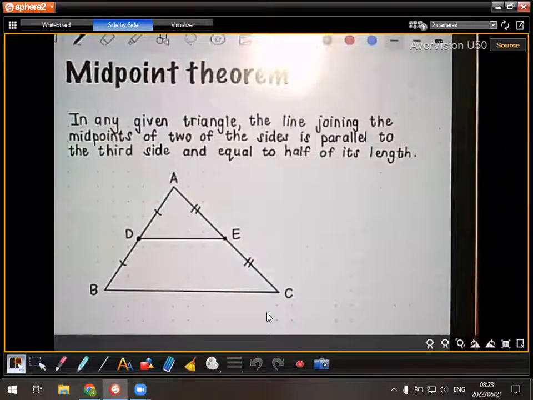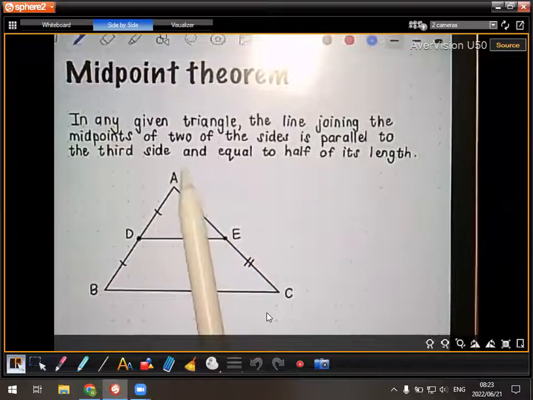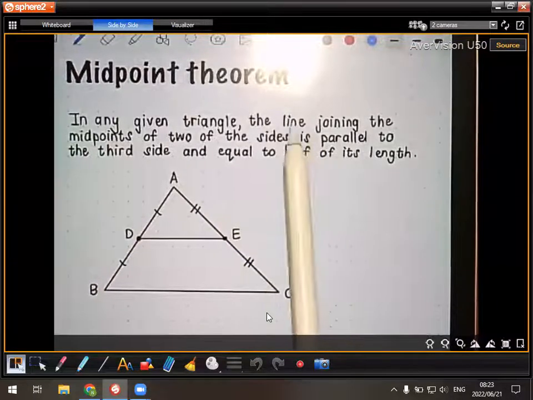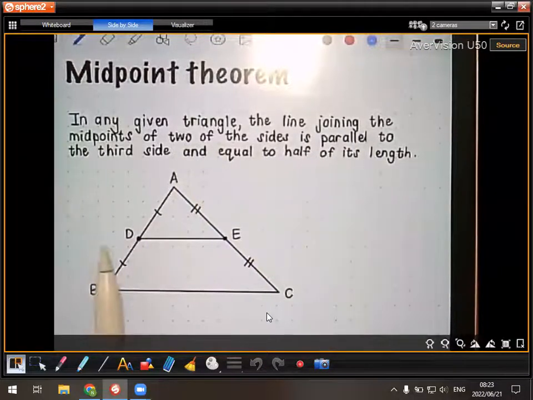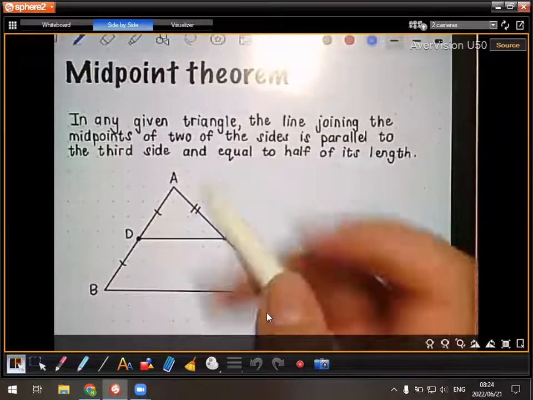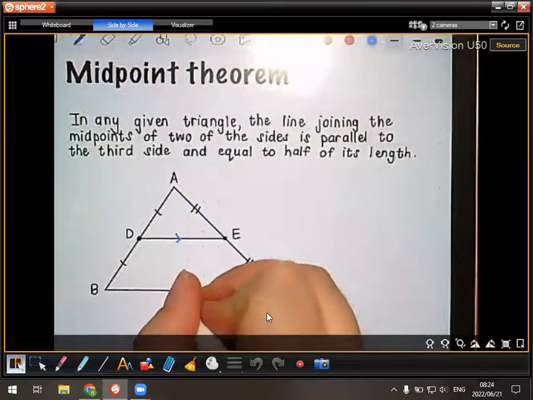Now guys, what this theorem says, I'm going to fill it in blue. Don't fill it in yet. But let's just read through it again. In any given triangle, so triangle ABC in this case, the line joining the midpoints of two of the sides, so that would be DE, right? DE is a line joining the midpoint of this side to the midpoint of that side. So we're talking about DE here. Is parallel to the third side. What is the third side of this triangle? BC, right? So they're saying that DE will be parallel to BC.